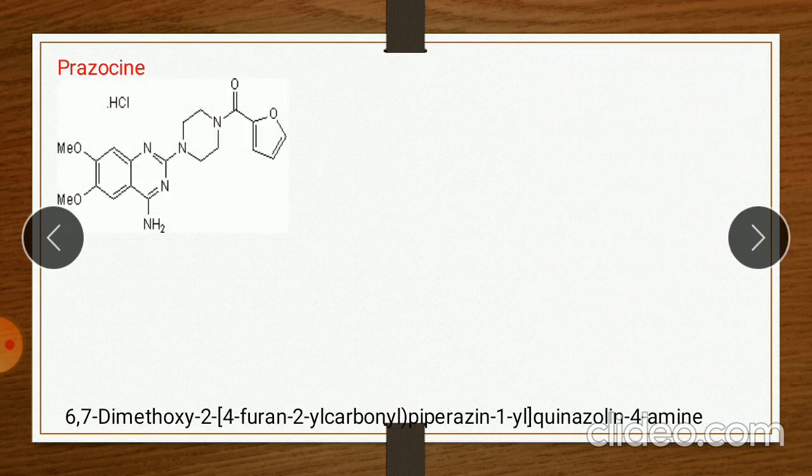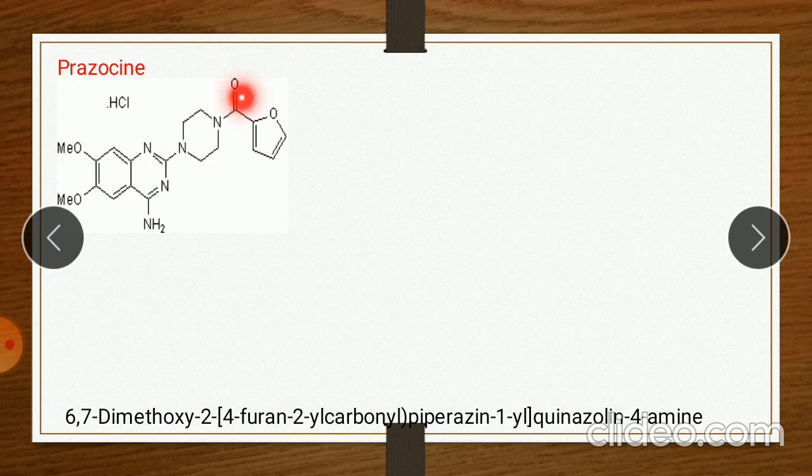Now the individual drugs. The first drug is prazosin, and its IUPAC name. Numbering starts from here: 1, 2, 3, 4, 5, 6, 7. This nitrogen is given 1, then this nitrogen is 3, this is 4, then 5, 6, 7. So there is a dimethoxy on 6, 7. On the second position, this structure is attached.